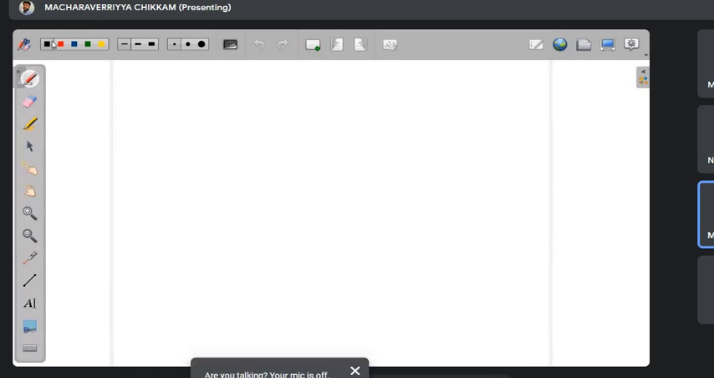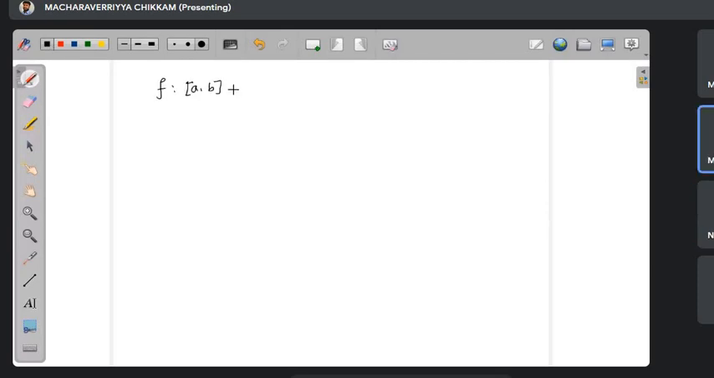Let us discuss root finding methods in this class. Before that, we should recall the intermediate value theorem. This is the theorem you already studied in PUC. Whenever you have a continuous function f from some interval [a, b] to R, assume that this f is continuous.